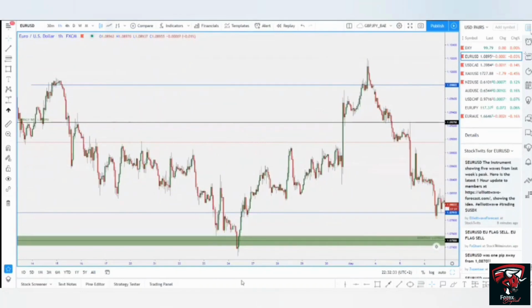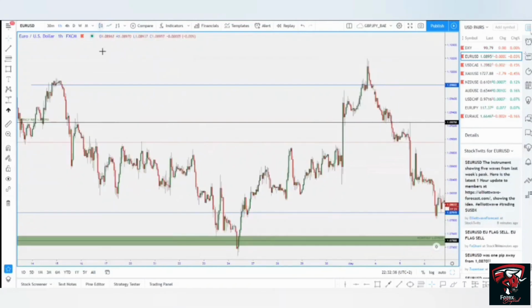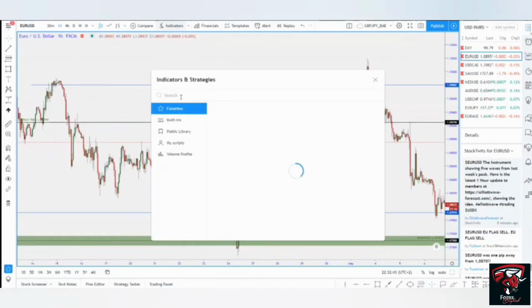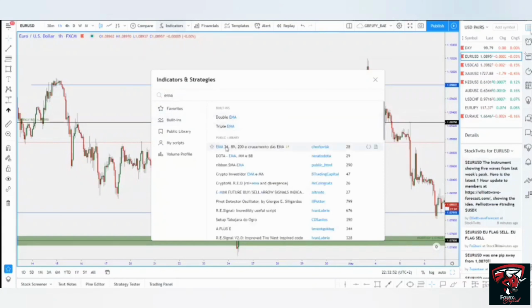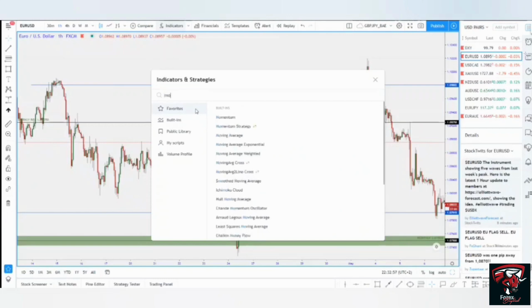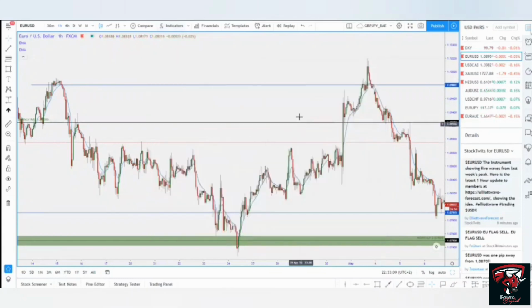We have two moving averages that we use. Please click on the indicator tab and type in moving averages. These are EMAs, so you can even type EMA, but let's keep it simple and type moving average. You can select the exponential moving average, then select it again, so you click on it twice so that you have two moving averages. Thereafter, you go to settings.